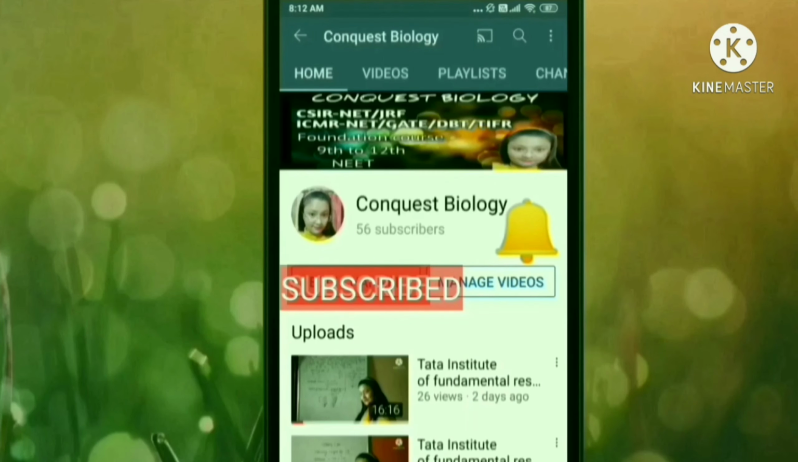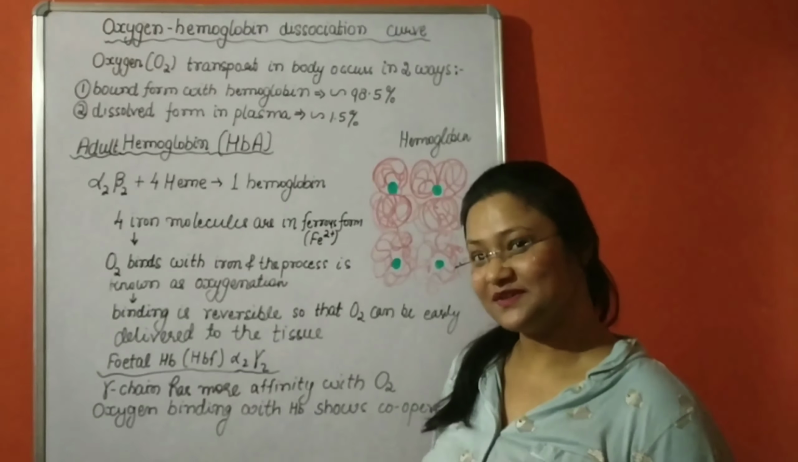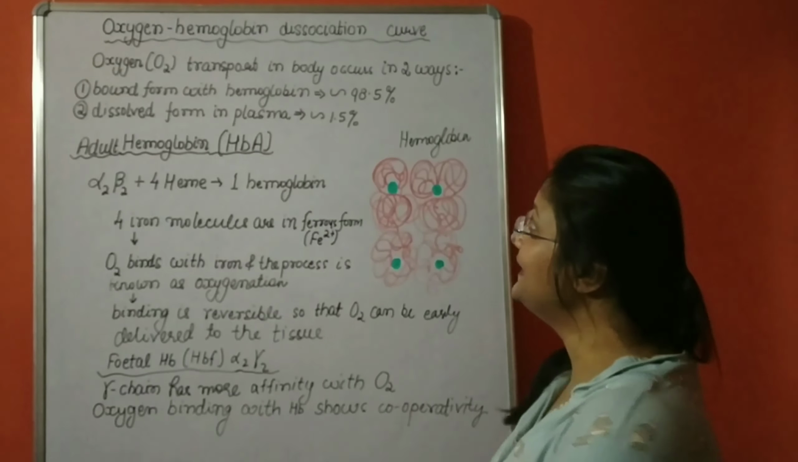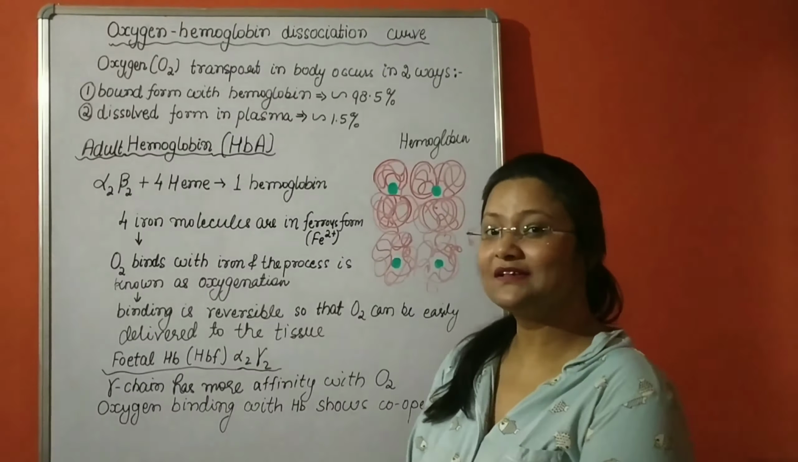Hello students, welcome back to my YouTube channel Conquest Physiology. So today let us discuss one of the topics from the Animal Physiology chapter on the respiratory system. The topic is the oxygen-hemoglobin dissociation curve. Before we discuss the curve, let us discuss some background information about it.